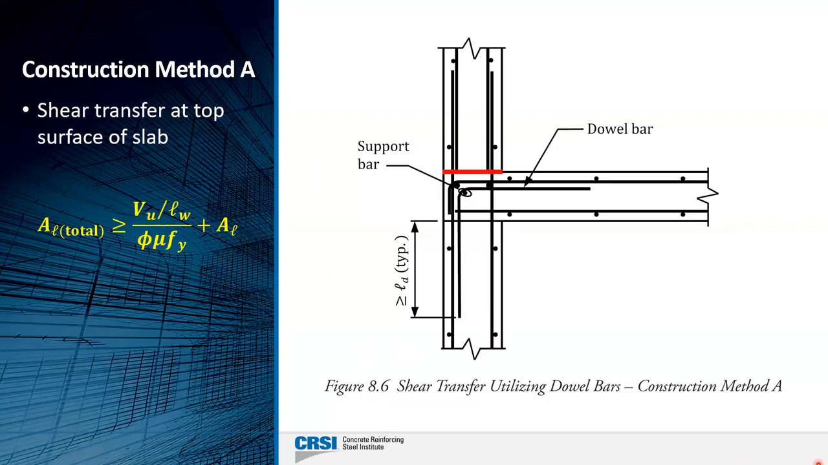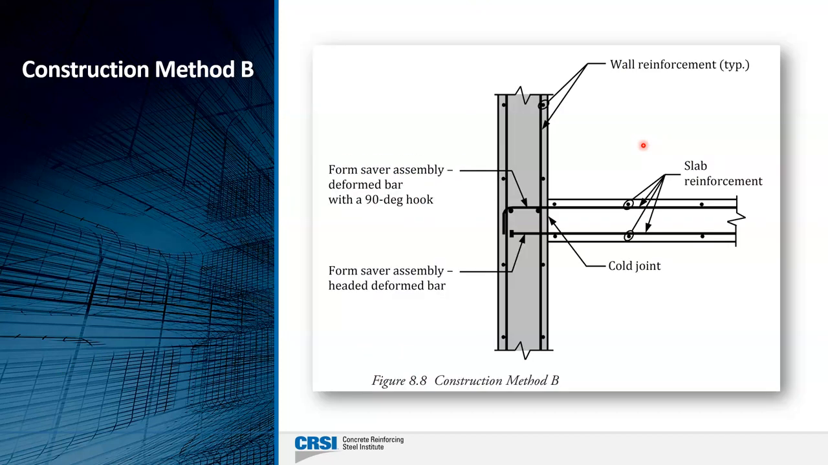So you look at all of those different areas of steel, and obviously you would use the larger of those and provide that dowel bar at a certain spacing along the length of that wall. So that's construction method A. Construction method B is where the wall is cast before the slab is cast, and we come back and put these form savers in. Form saver is nothing more than we're going to take the slab reinforcement and basically screw it into this form saver.